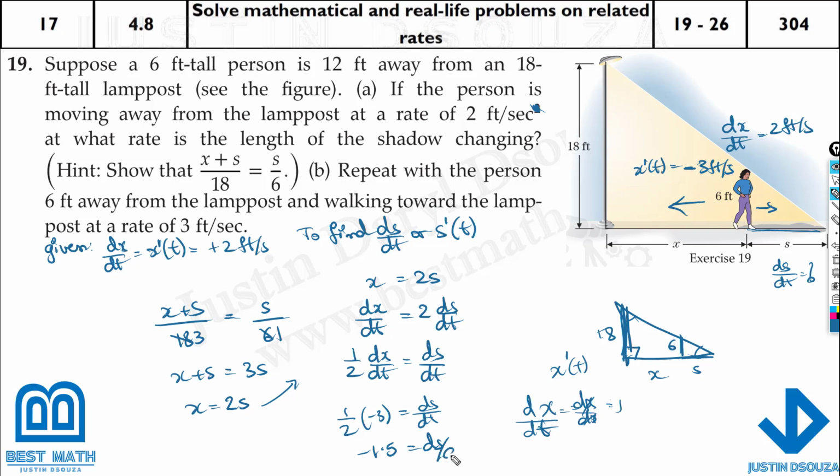That is the rate of change of the shadow for the second case. Why? Because they have told us he is coming towards the post. So that must be the answer.